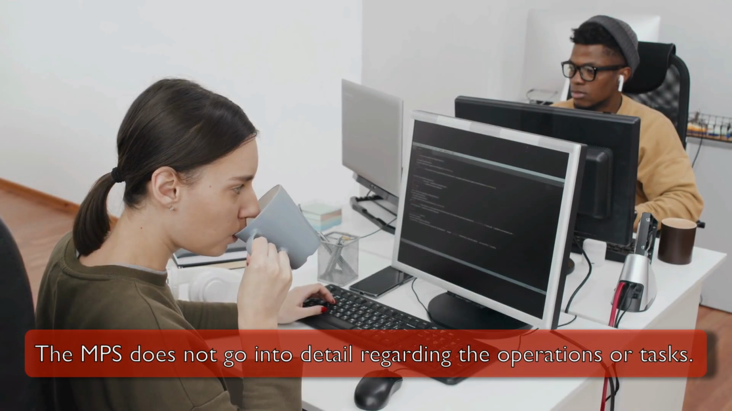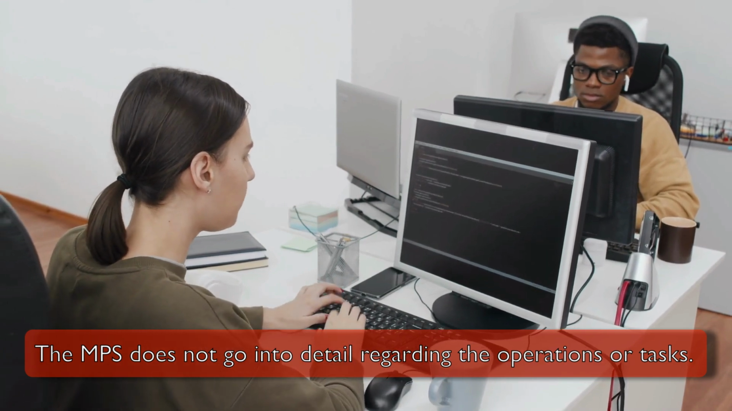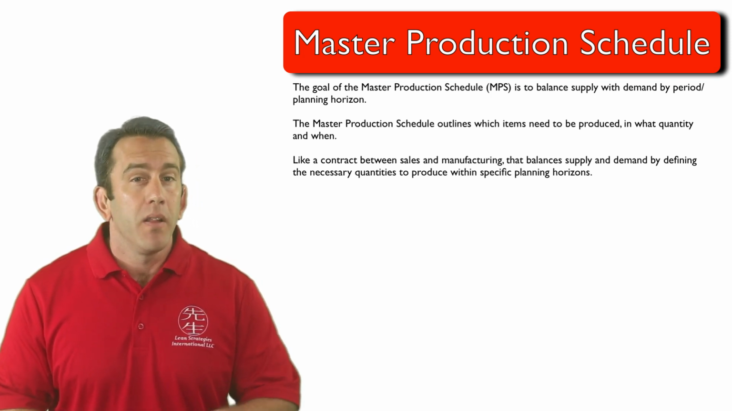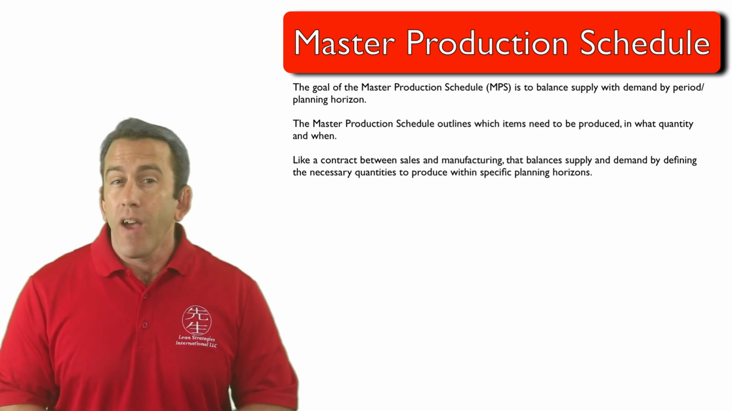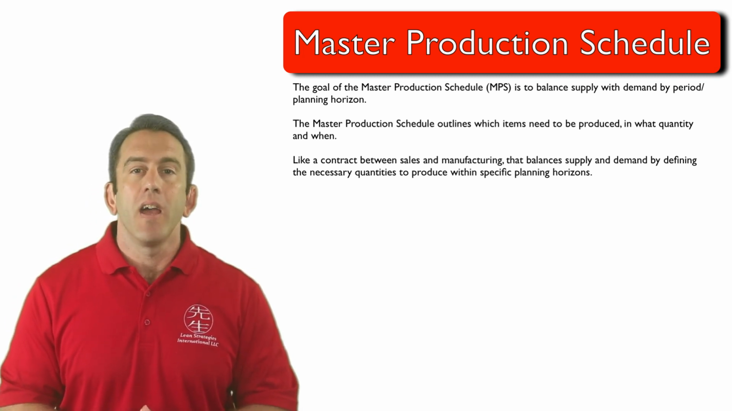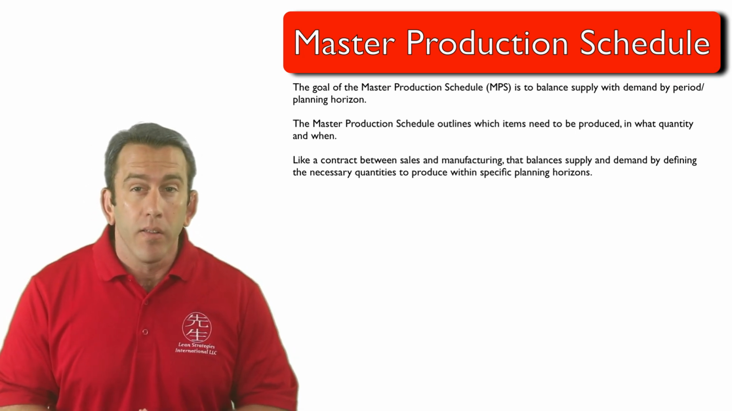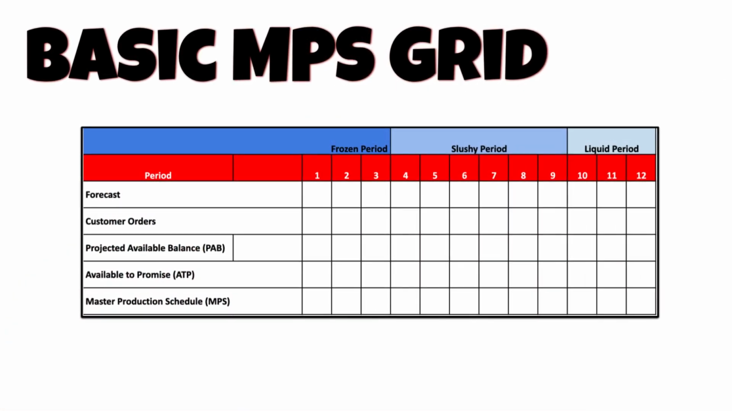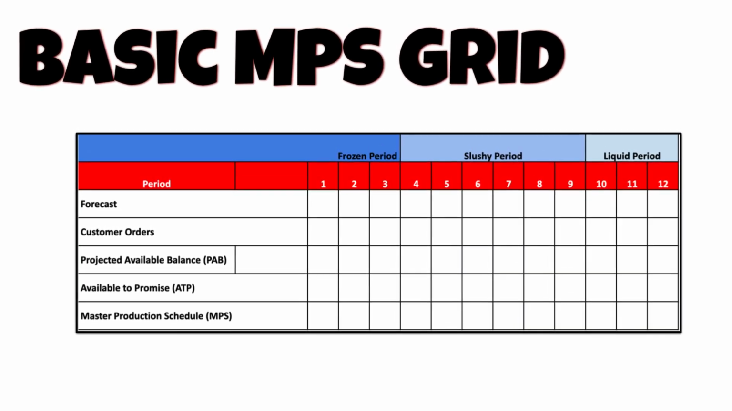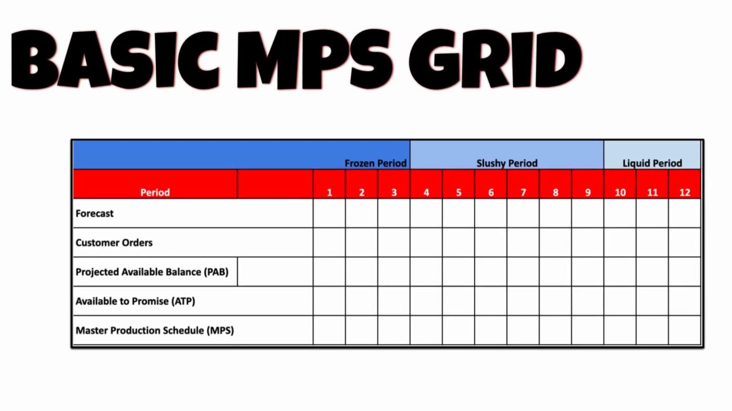The MPS does not go into detail regarding the operations or tasks associated with the orders. Instead, it is like a contract between the sales department and the manufacturing department that balances supply and demand by defining the necessary quantities to produce within specific planning horizons. In reality, the MPS is only a line on the master scheduling grid that shows the anticipated production schedule or items maintained and managed by the master scheduler.